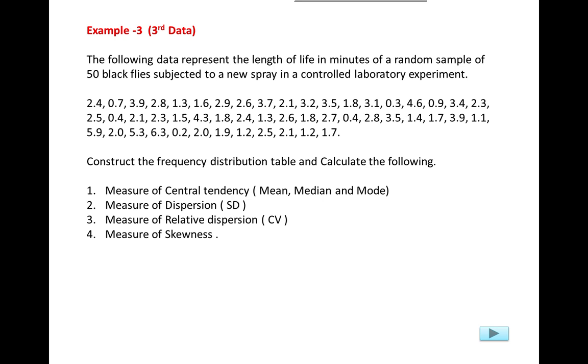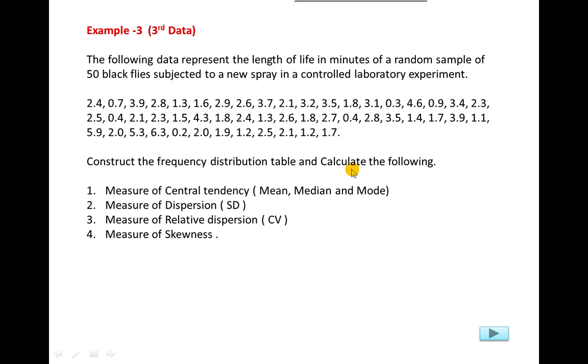Today we will use new data, third data, for the previous 4 topics: measure of central tendency, measure of dispersion, relative dispersion and skewness. In the previous 2 examples you used data in whole numbers without fractional form. But in this one you can observe the data in fractional form up to 1 decimal place. Up to 1 decimal place means after the point you have 1 value. So what is the procedure for constructing the frequency distribution table?